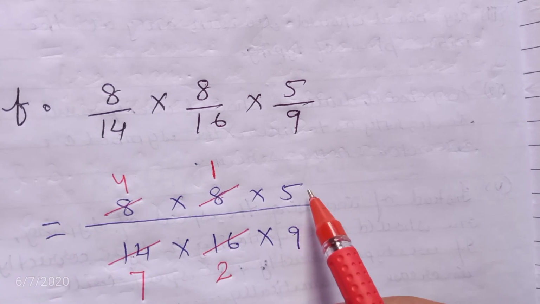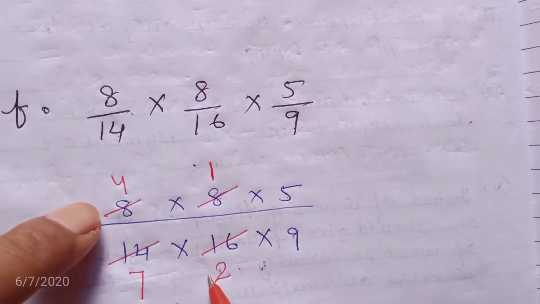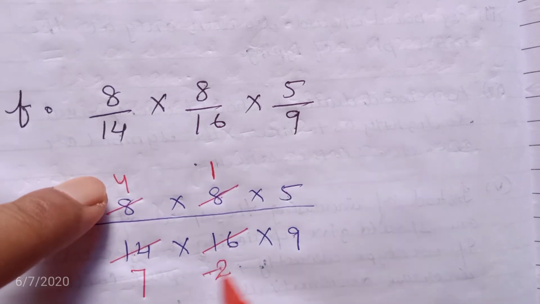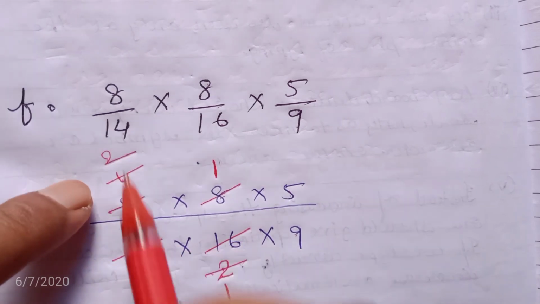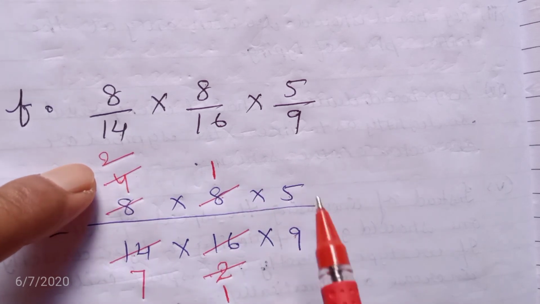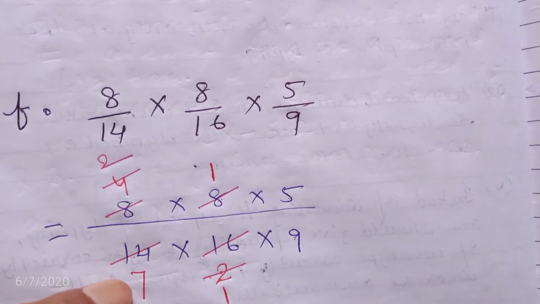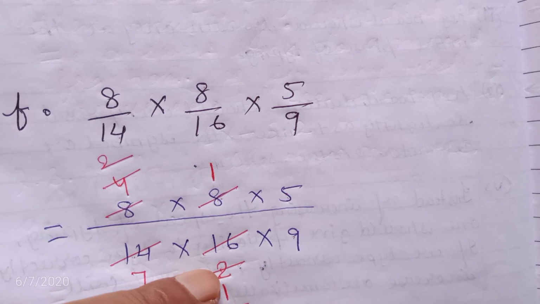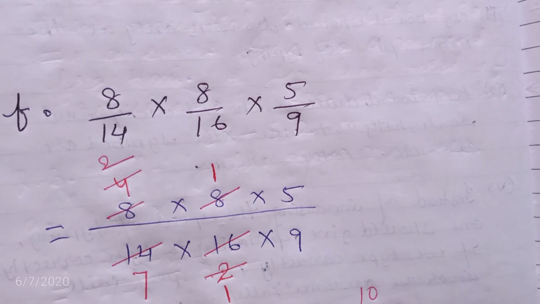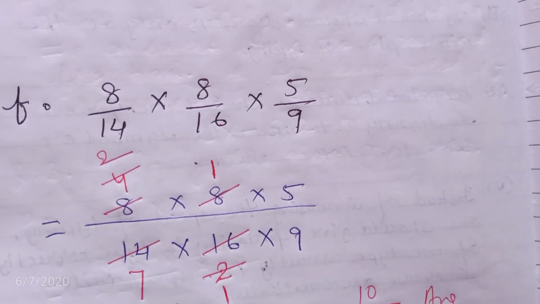And now 5 and 9: in 5 and 9 there is no common factor, but see 2 and 4 have a common factor, 2 in the denominator and 4 in the numerator. 2 times 1 is 2 and 2 times 2 is 4, so cancel again. Now there is no common factor, so multiply numerators and denominators. In the numerator 2 into 1 into 5, divided by, in the denominator, 7 into 1 into 9. That equals 2 times 1 is 2, 2 times 5 is 10, by 7 times 1 is 7, 7 times 9 is 63. It is a proper fraction, so this is the answer.